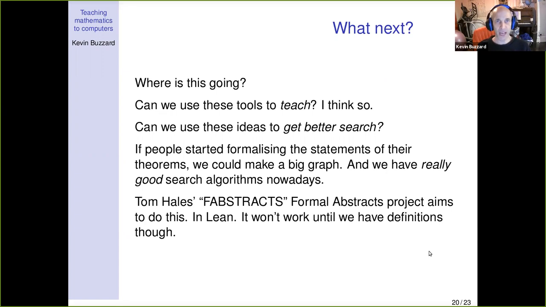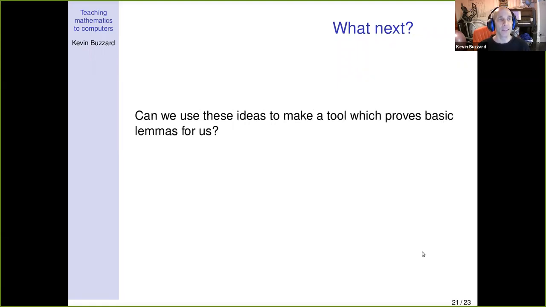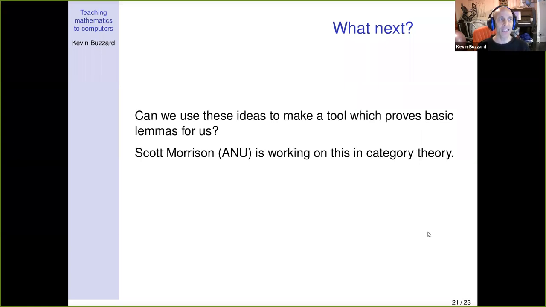But it won't work until we have all the definitions. We now have a definition of a manifold, but 2 years ago we did not, right? There are still many standard mathematical objects that we don't have definitions of in these systems. So this is the next thing afterwards. Can we start making a system that begins to think for itself, that proves basic lemmas? Is this crazy, this idea?